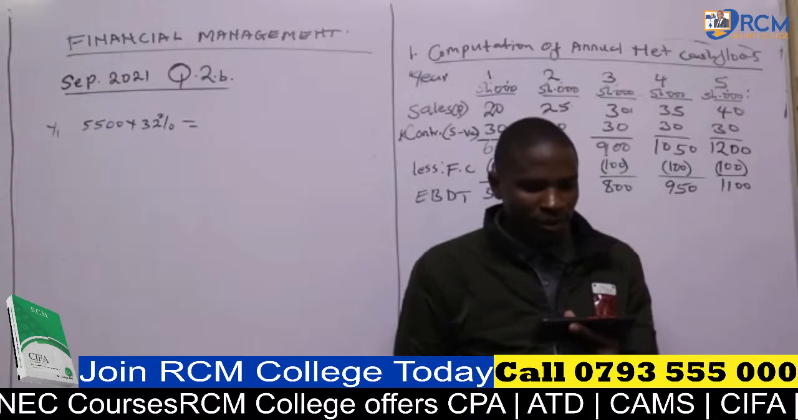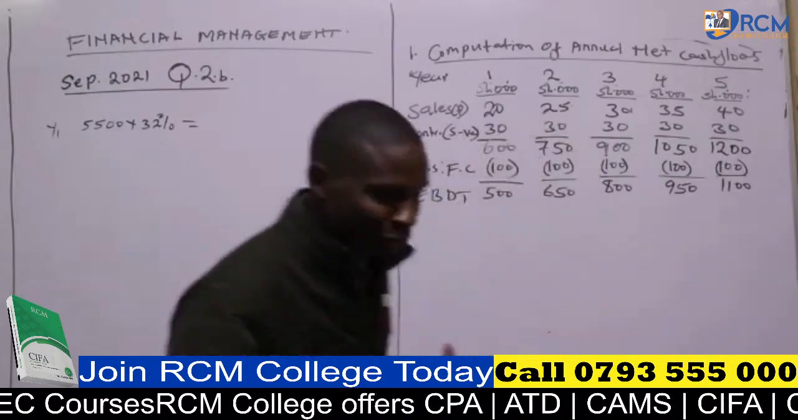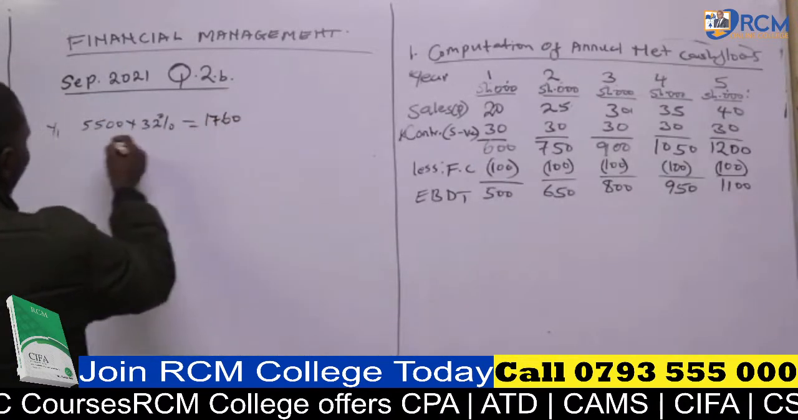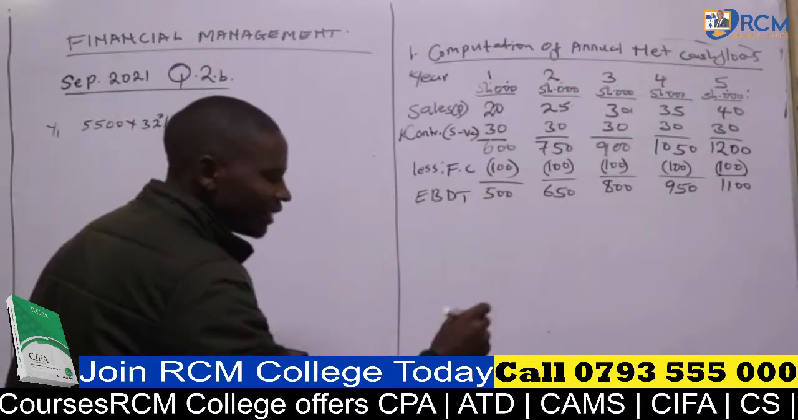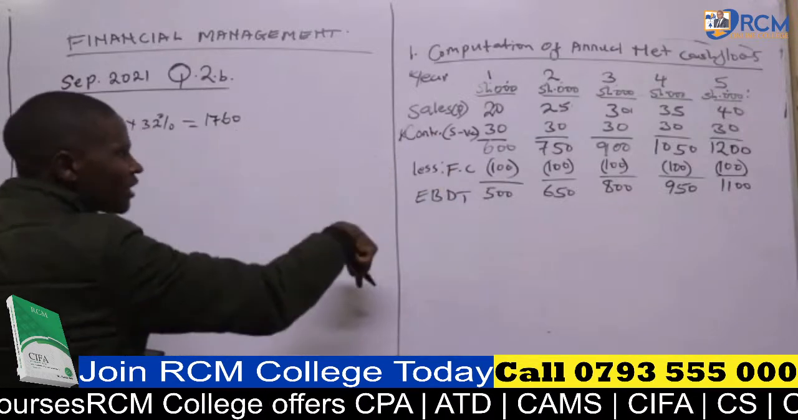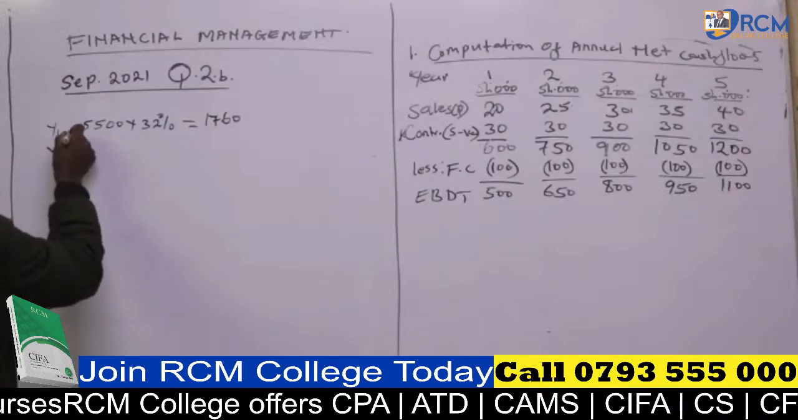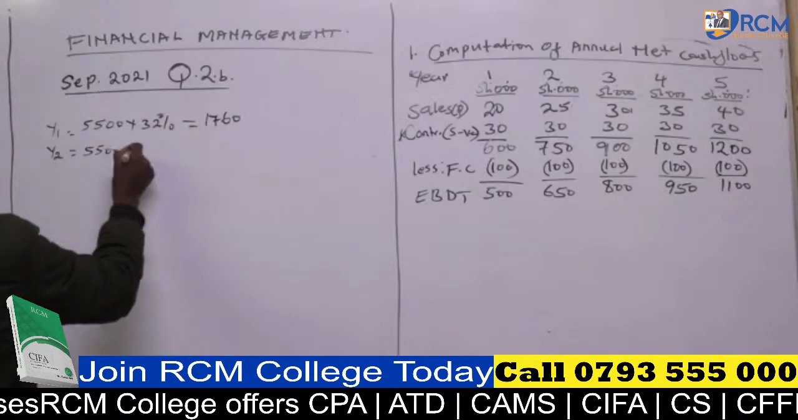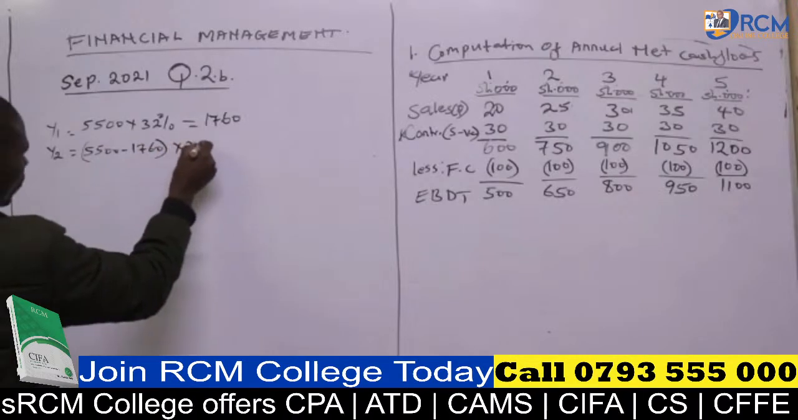1760. Thank you, Mary. Thank you, Salome. 1760. And then what will be the cost for the next year? Hiyo mwaka ingine, itakuwa 5500 minus the depreciation for the previous year. So year 2 depreciation will be 5500 minus 1760, and then you multiply by 32%.